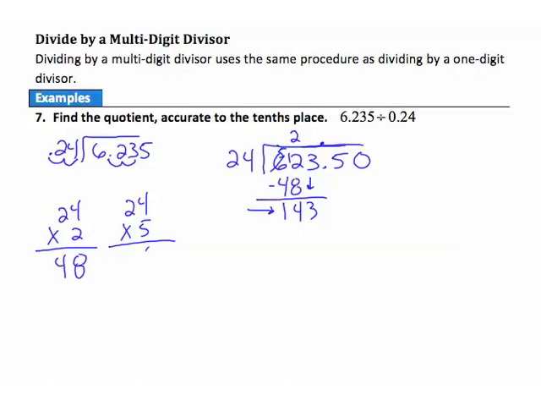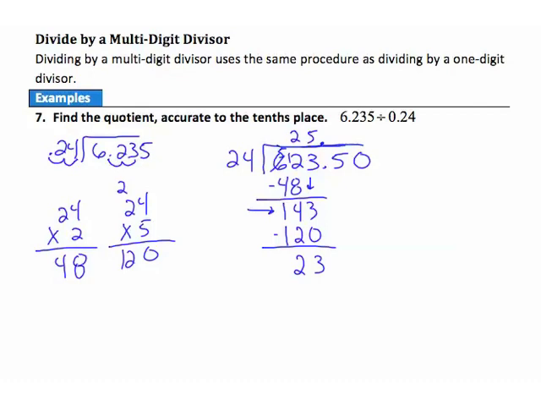5 times 4 is 20. Write down the 0, carry the 2. 5 times 2 is 10, plus 2 is 12. So 120, oh, it's going to be close. Let's subtract and make sure that this is not more than 24 when we get done subtracting. So 3 minus 0 is 3. 4 minus 2 is 2. 1 minus 1 is 0. So notice we get 23 after we subtract, so that's good. That's smaller than the 24, the number we were dividing by. So that means that 24 went into 143 5 times. So we write the 5 up there.